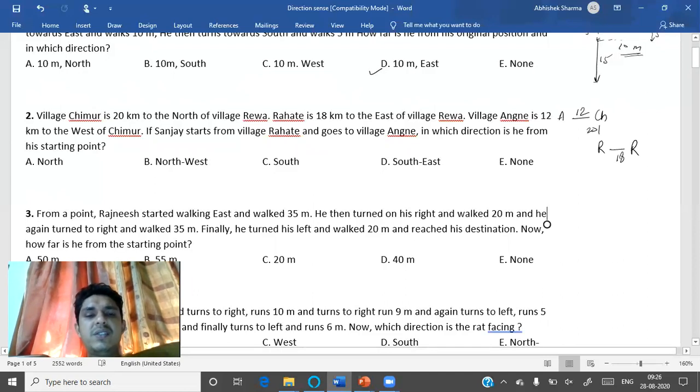If Sanjay starts from village Rihate and goes to village Anjani, in which direction is he from his starting position?